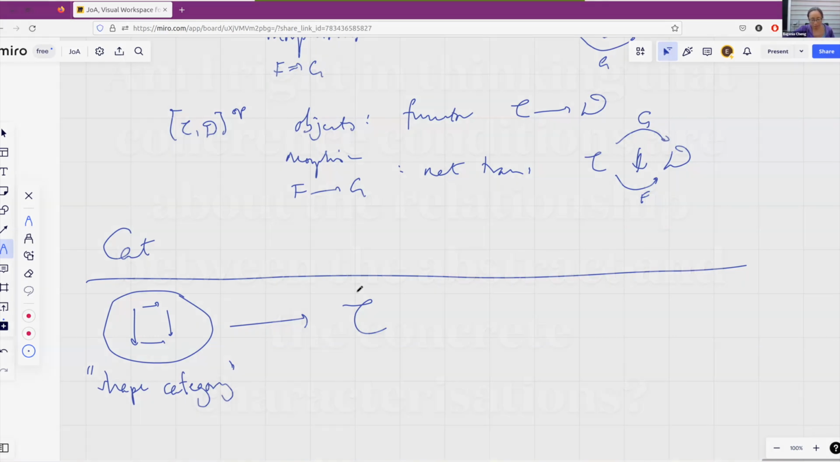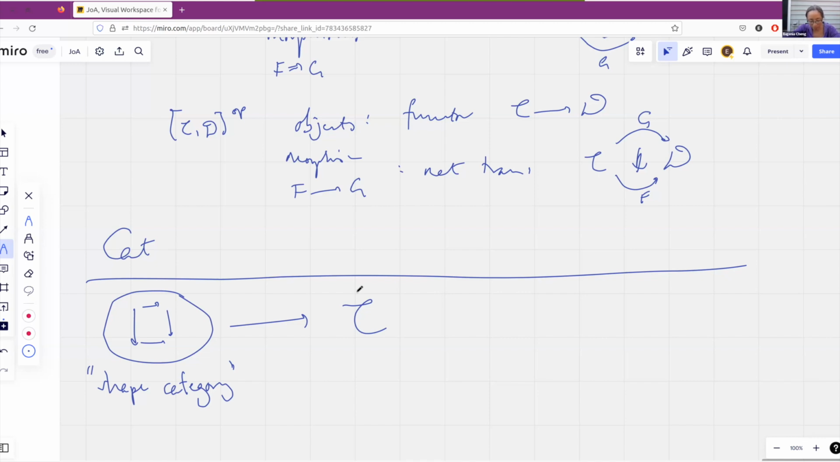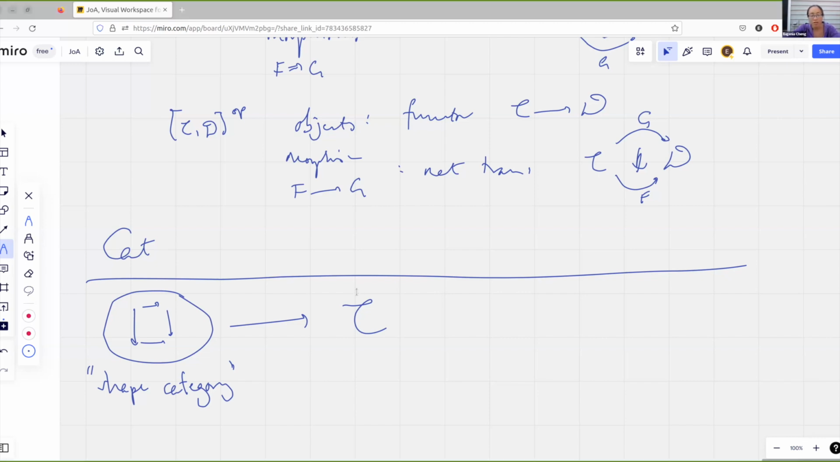The next question, am I right in thinking that coherence conditions are about, there's a typo in this question, but I think it means coherence conditions are about the relationship between the abstract and concrete characterizations. Let me see where this question is about. Oh, I think it's from page 337. So I've got two equivalent characterizations of natural isomorphisms, the abstract and the concrete. I'm a bit confused about this question because I feel like it is just the paragraph at the top of page 338.